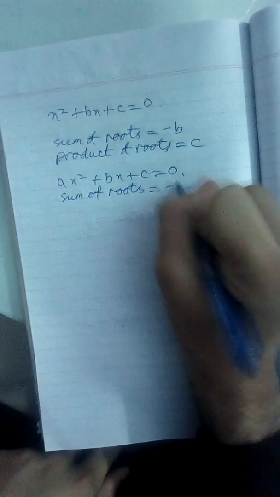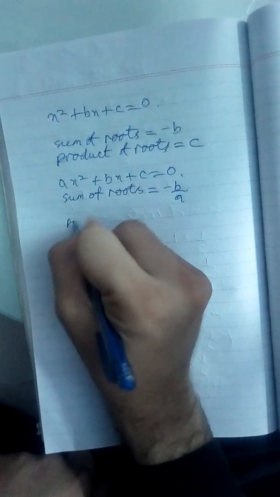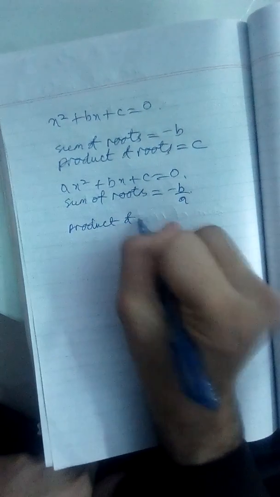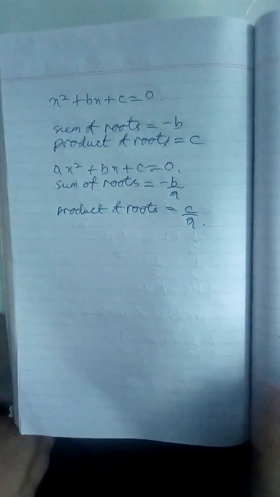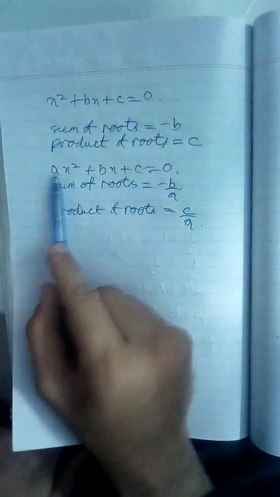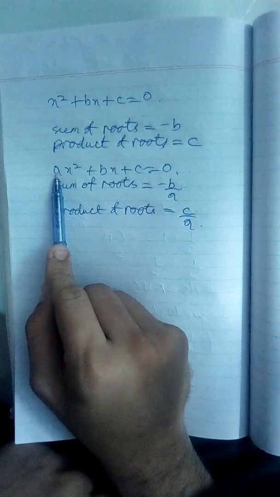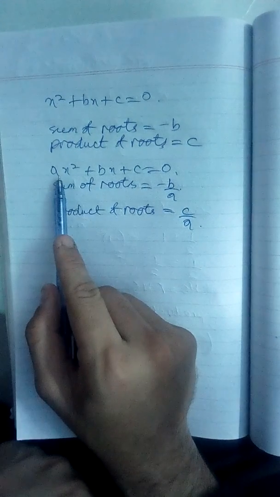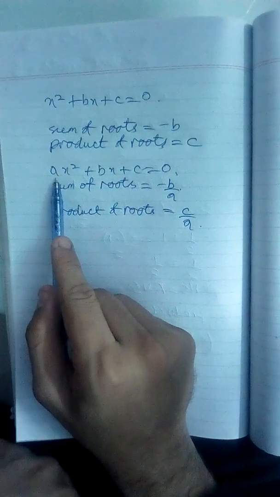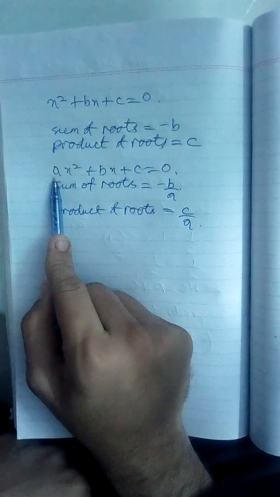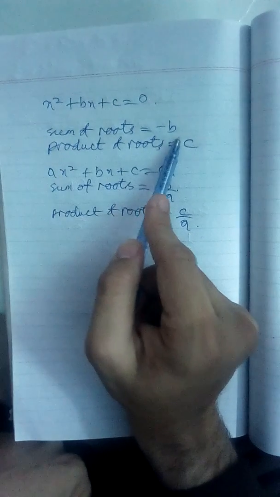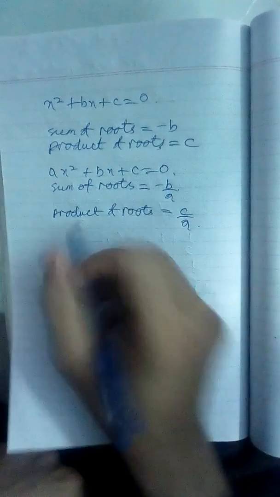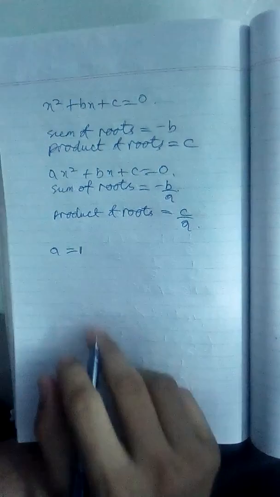Sum of roots is equal to minus b over a, and the product of roots is equal to c over a. If we pay attention to this equation and substitute 1 in place of a, we would obtain the same results as we have obtained over here.